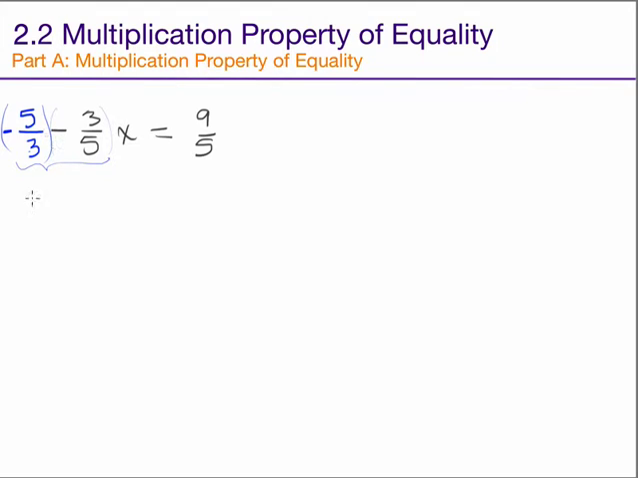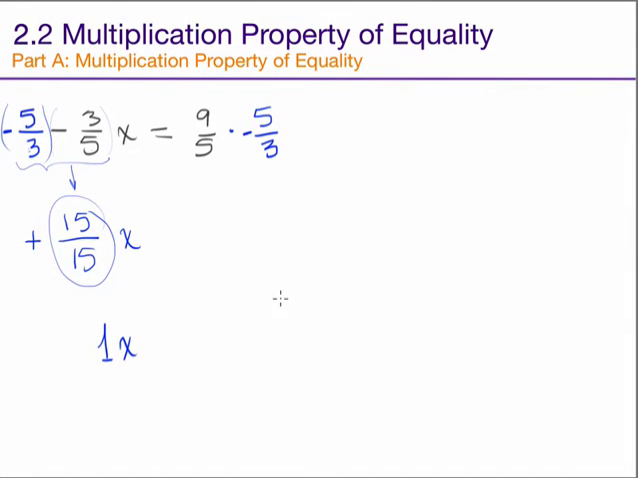a negative times a negative is a positive. 5 times 3 is 15. 3 times 5 is 15, times x. And 15 divided by 15, well, that's 1. This becomes 1x, or just x. Now, I've done this problem a little out of order because I wanted you to see this process. When I multiply the left-hand side by negative 5/3, I need also to multiply the right-hand side by negative 5/3.